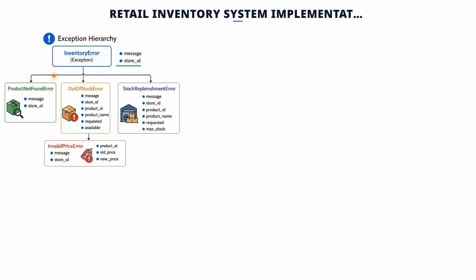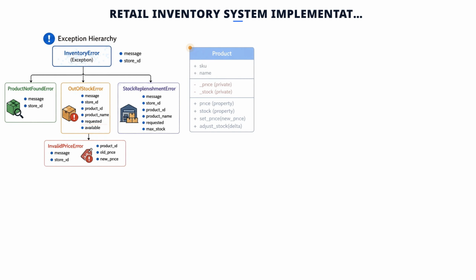From there, subclasses like ProductNotFound and OutOfStockError extend this foundation. For instance, notice how OutOfStockError captures the product ID, the product name, the requested quantity, and the available quantity. This level of precise detail is critical for automated replenishment systems to function properly.